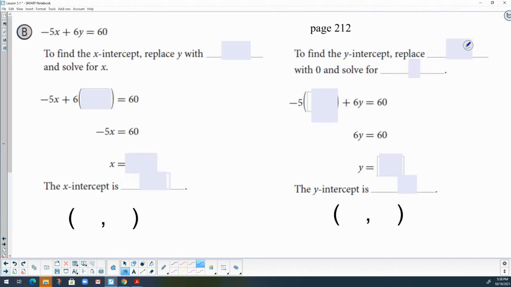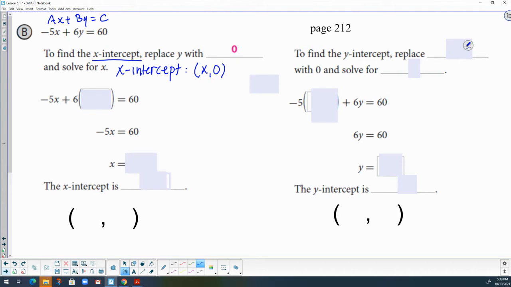Okay, let's look at example B. Once again, I can see that my equation is already in standard form, ax plus by is equal to 60. The first thing I'm going to do is find the x-intercept. When I'm looking for the x-intercept, I know that my y is just going to be 0. This is just prompting me to see, that's why I wrote it at the top.